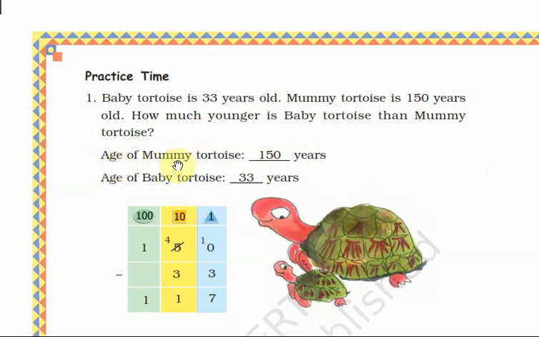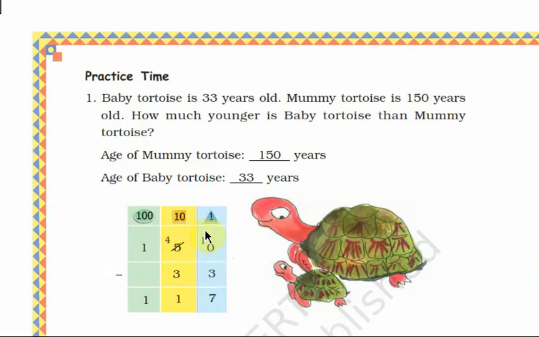So write age of mummy tortoise. Age of mummy tortoise is 150 years and age of baby tortoise is 33 years. So we have to find out the difference. So write in proper columns like this. 150 minus 33. 1 hundred, 5 tens and 0 ones minus 3 tens and 3 ones. Here also 0 minus 3. Is 0 minus 3 possible? No. So in such cases what do we have to do? We have to borrow 1 ten from the tens place.